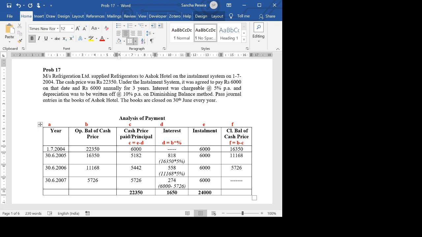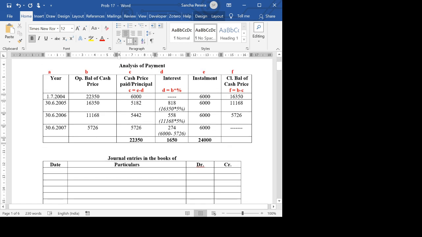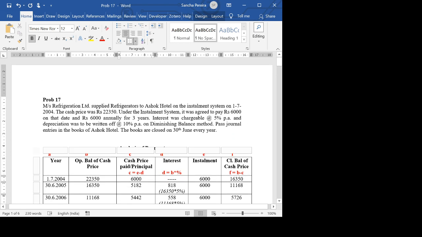Is that clear? So basically what happens here, the only difference under the installment and hire purchase, there is no difference at all in the analysis of payment. It's only the entries that are different. That too, just two entries that are different. Okay. So first we'll start in the books of Ashok. That's the buyer.